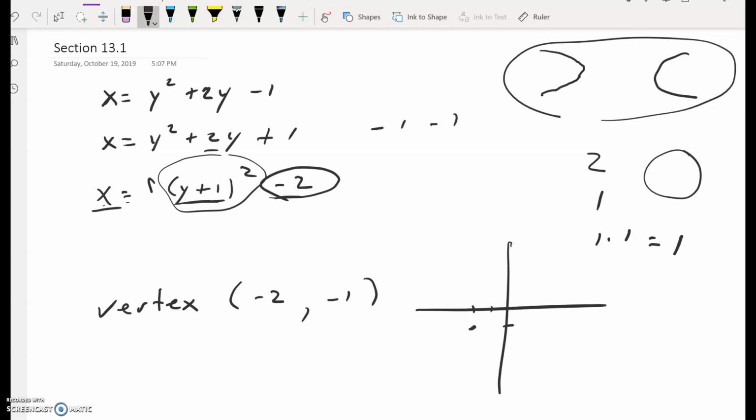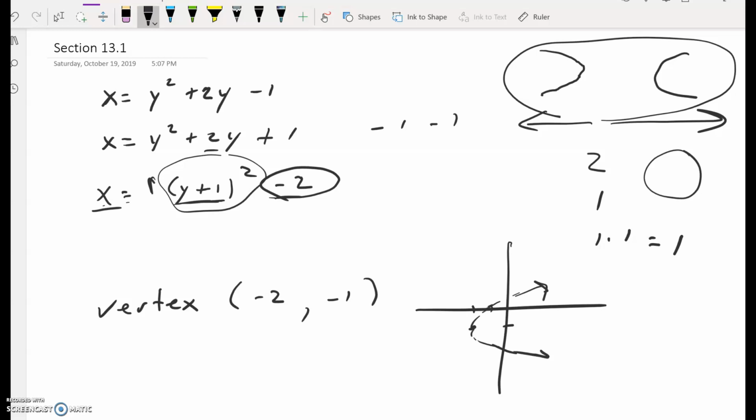And since there's a 1 here, it no longer opens up. When this is a positive number, it opens positive in the x direction. And when it's a negative number, it opens negative. So this is going to open up to the side and be kind of normal thickness. It's going to be something like this.